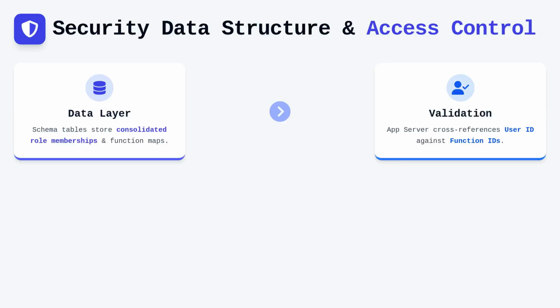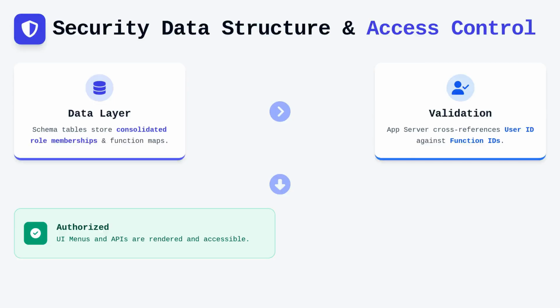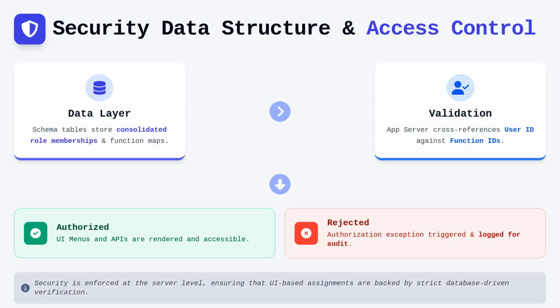This verification process involves checking the function IDs, which represent discrete operations within the banking modules, and cross-referencing them with the granted rights attached to the user's role. If a user tries to invoke an API or open a screen that falls outside their granted function map, the system will reject the request, typically throwing an authorization exception that needs to be logged for audit purposes.